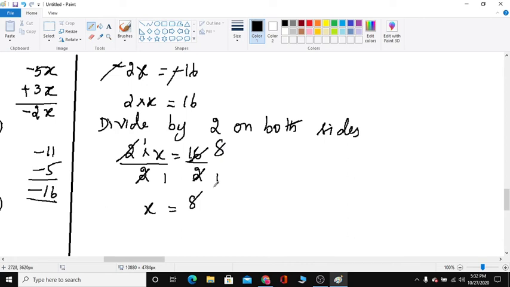Now we have to check whether our answer x is equal to 8 is correct or not. How do we check whether our answer is correct or not? Now you listen, you do the verification, children. When x is equal to 8, you have to substitute in the equation.